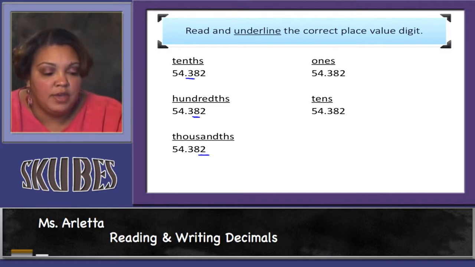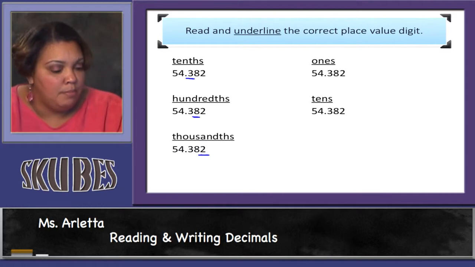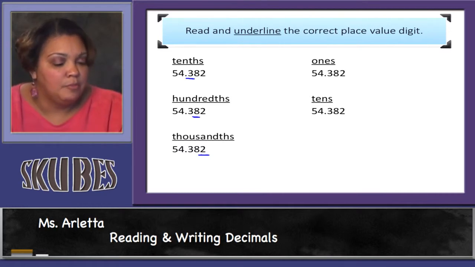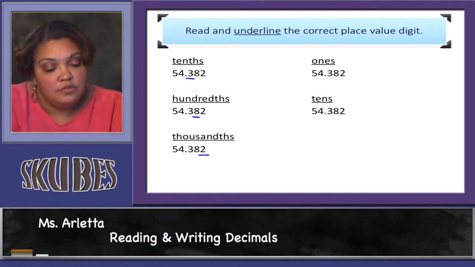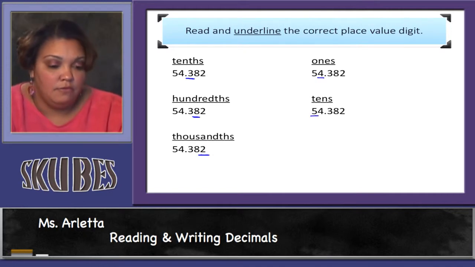Now you know the place value. This is something you probably learned in 2nd or 3rd grade. No, I would say 1st grade. We know that that 4 in 54 is in the ones place, and we know that the 5 in 54 is in the tens. So at the top number, I'm going to underline my 4, and the bottom number, I'm going to underline my 5.